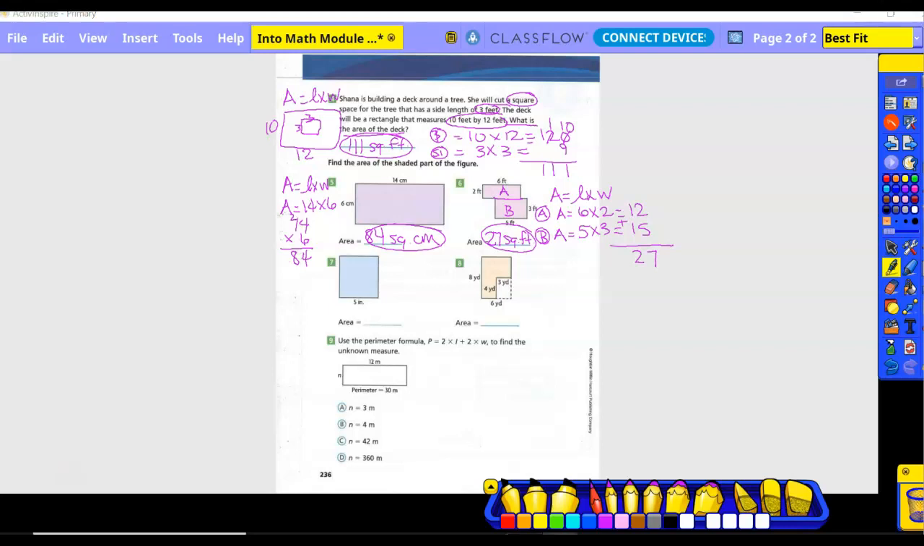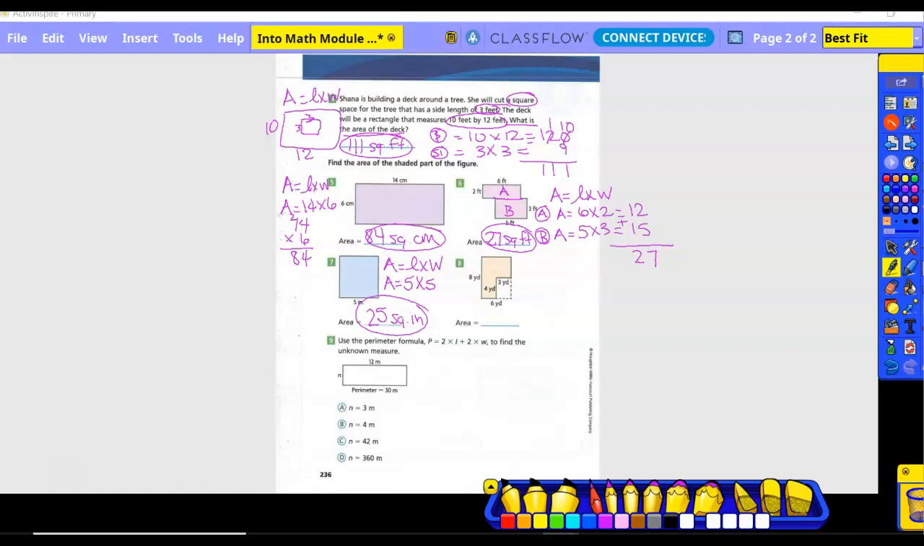Okay, so what's my formula, guys? Area equals length times width. So area equals, since it's a square, it would be what? 5 times 5. What is 5 times 5? So 25 square inches.